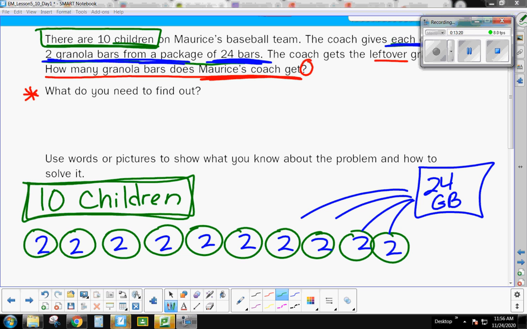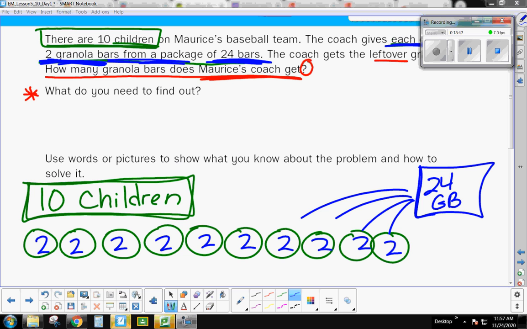And it says the coach gives each child 2 granola bars from a package of 24. So since I needed to put 2 granola bars with each child, I went ahead and drew 10 circles to represent those kids. And then I went ahead, and you can see the part in blue. I know, oops, covered that with green. I know that I'm giving 2 granola bars to each kid. So I went ahead and I put a 2 in each of those circles.